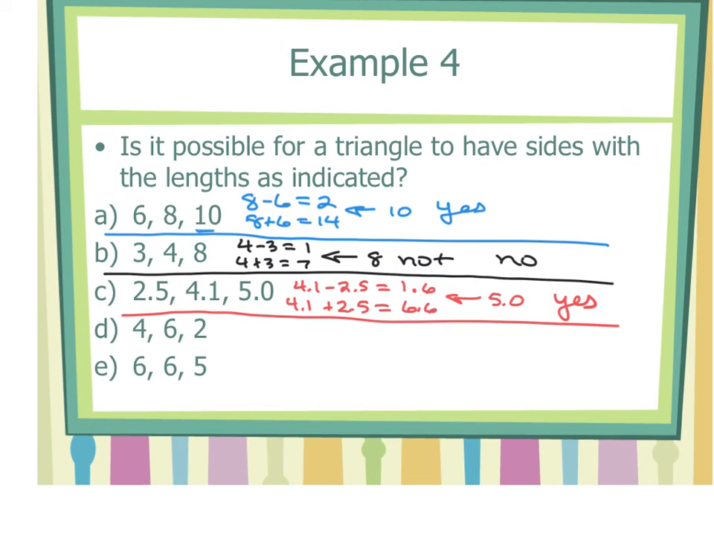Now look at D, that it's not in order. Remember, you're going to add and subtract the two smaller numbers. So here I'm going to subtract 4 minus 2 and add 4 plus 2. Because 4 plus 2 equals 6, it can't equal that number, so this one is no.